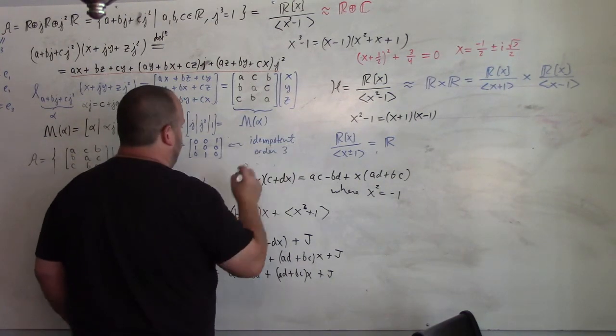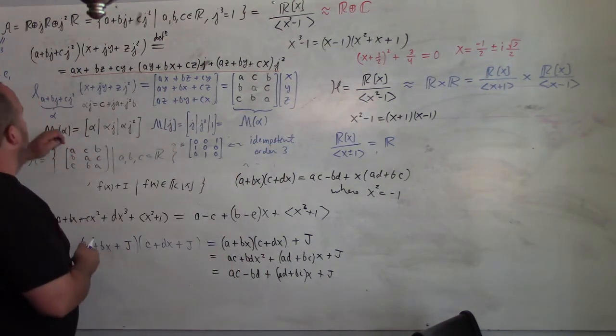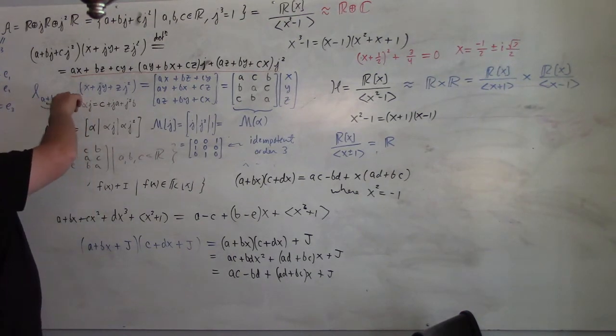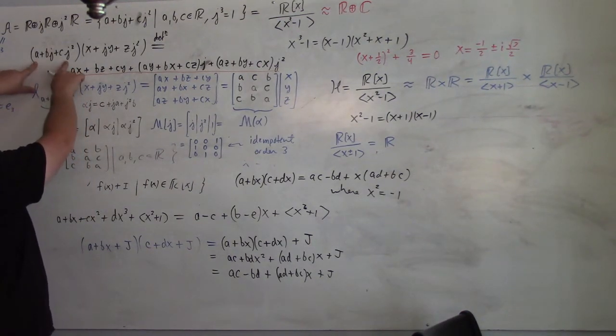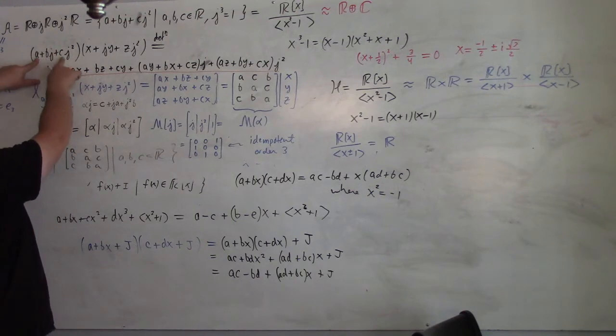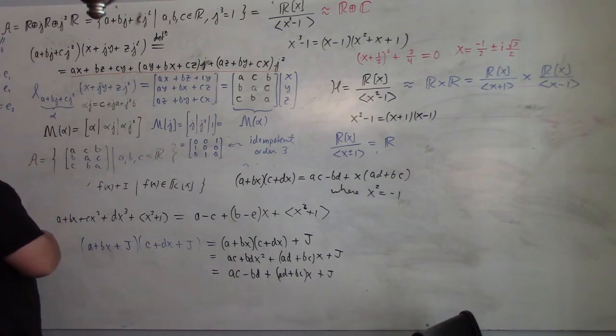Why would you set b equal to 1 in that case? Because b equals 1 gives you j. If I put a equals 0, c equals 0, b equals 1, it gives me j. Okay.